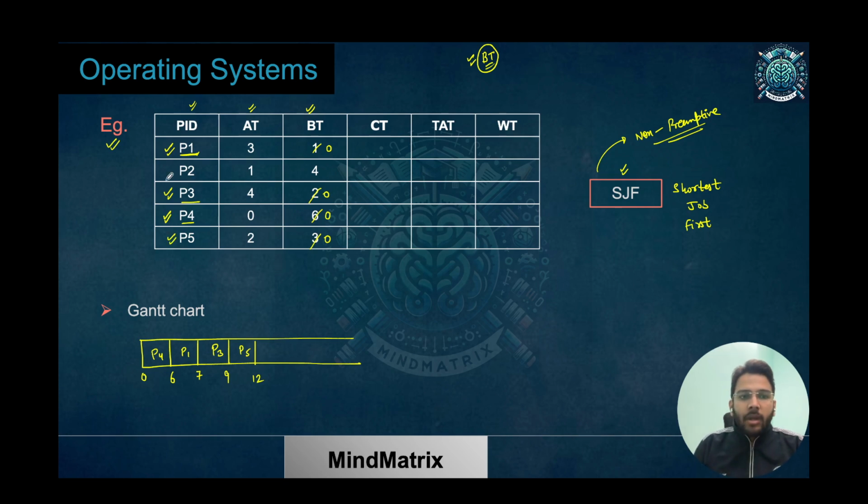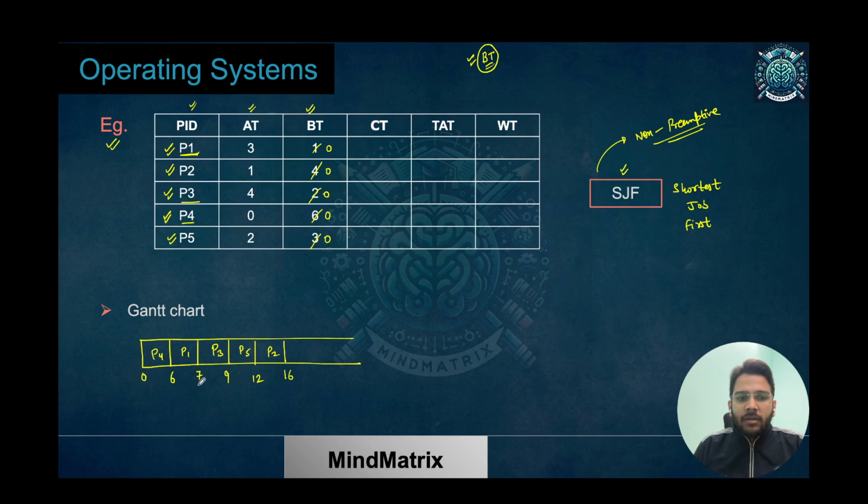Clear? Now the only remaining process is P2. So we will be scheduling that now, P2, for 4 units of time, because the burst time of P2 is 4. So we can make it 0. 12 plus 4, it is going to be 16. P2 has also completed its execution. Clear? We can find out the completion time using this Gantt chart.